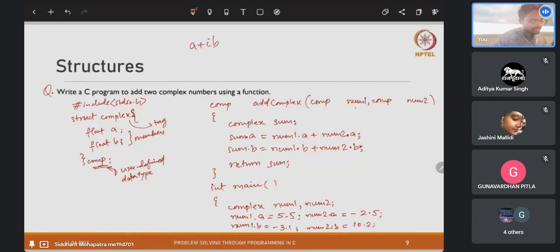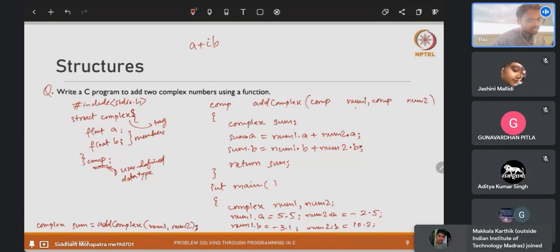Now after this I call this function, which is add complex, and I need to store it somewhere, right? So I write complex sum is equal to add complex. I call this function and I pass these two numbers, or these two structures, num1 and num2. So I get this sum here in the main, which would have the summation of these two complex numbers.